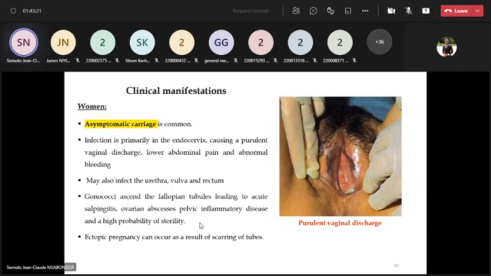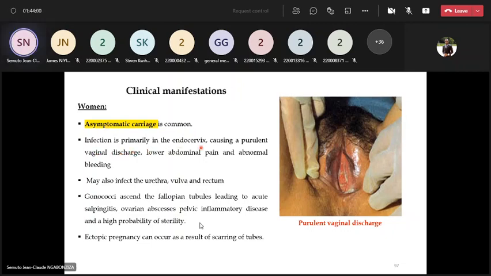So as clinical manifestation, unfortunately in women, the disease is in most cases asymptomatic, which allows more dissemination. In some cases there is a purulent vaginal discharge, but in most patients there is no symptom. The asymptomatic carriage is common.